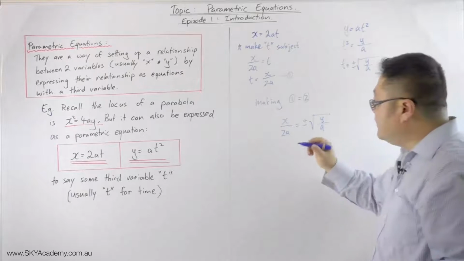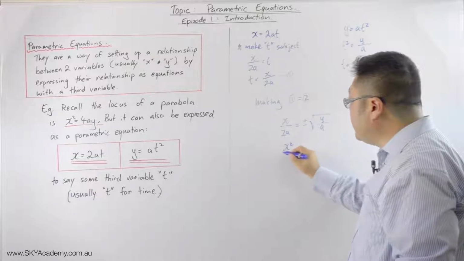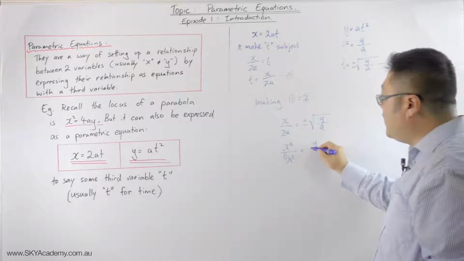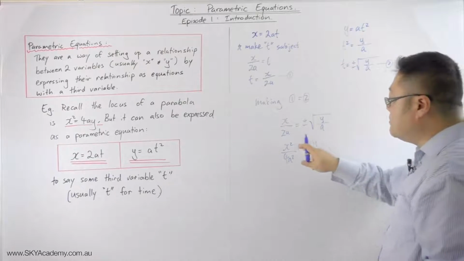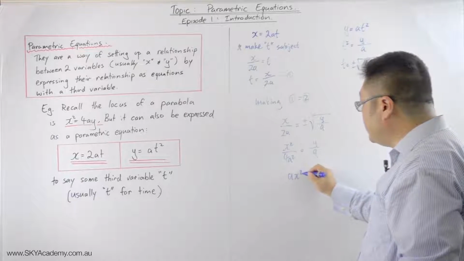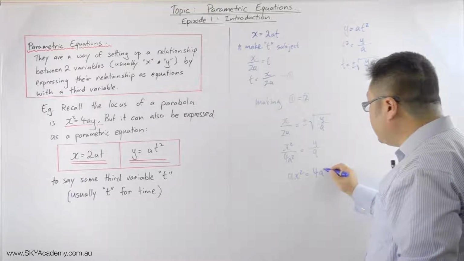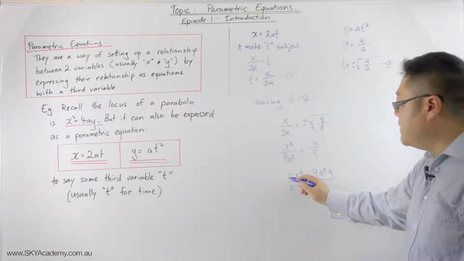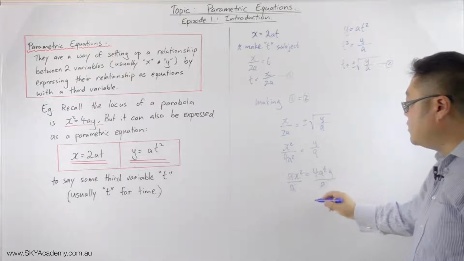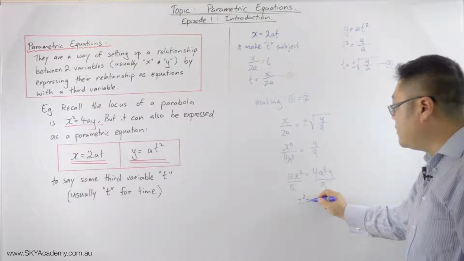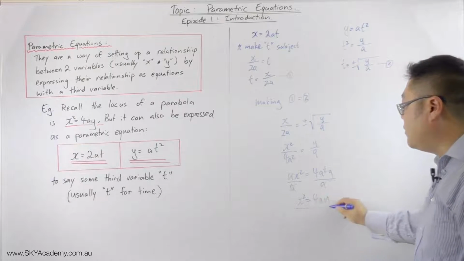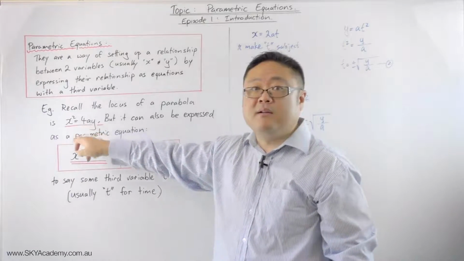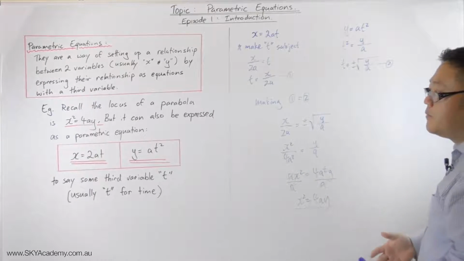Square both sides. If you square both sides, you've got x squared over 4a squared equals y over a. Do you see that? Cross multiply: ax squared equals 4a squared y. Divide both sides by a, and so that means one of those can cancel with one of those. So x squared equals 4ay, which is exactly what we want. That is the locus of the parabola. Do you see that? So it does work, right?